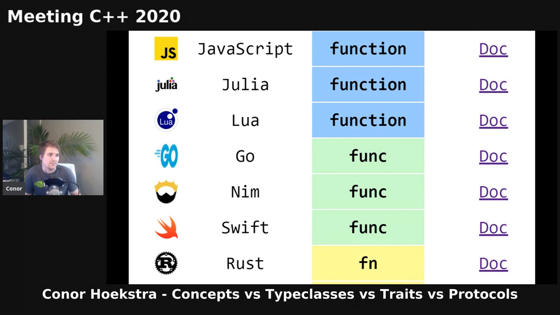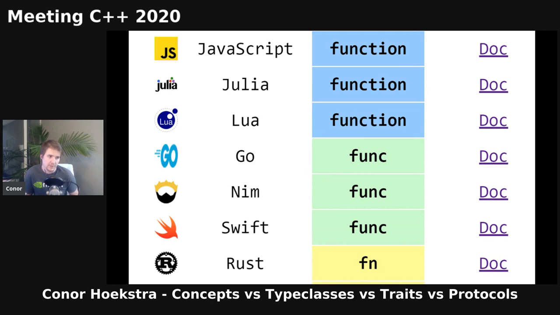Go, Nim, and Swift have. Nim's an interesting language, and it has two keywords as well. Proc is the other one, and func actually is a keyword for defining functions without side effects. So Nim is like a low-level language, similar to other languages like Zig and Crystal. And neat that they have a keyword for side effect-free functions. I wish more languages had that kind of thing.